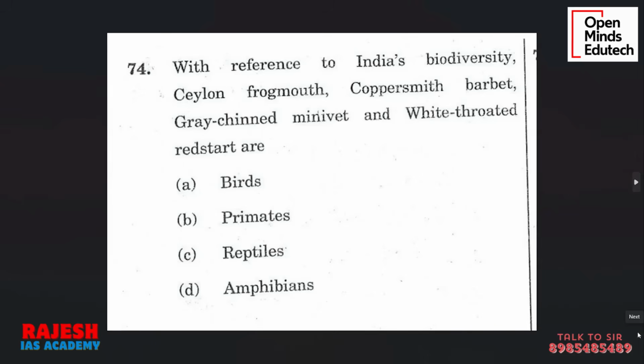all animals in detail. The basic requirement is if you see an animal name, you should recognize which type of species it is. See here, they have given some names: Ceylon frogmouth, coppersmith barbet, grey-chinned minivet, white-throated redstart. They are simply asking what are these. You need not know any additional information. They are birds. So when you see Ceylon frogmouth, you are supposed to know it is a bird. That basic information is expected.